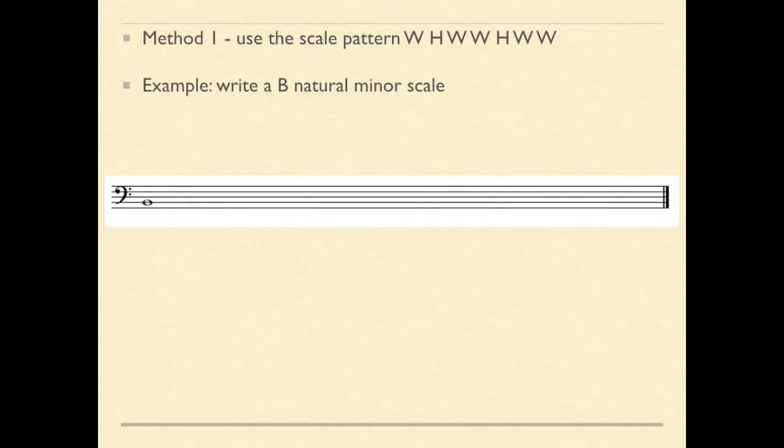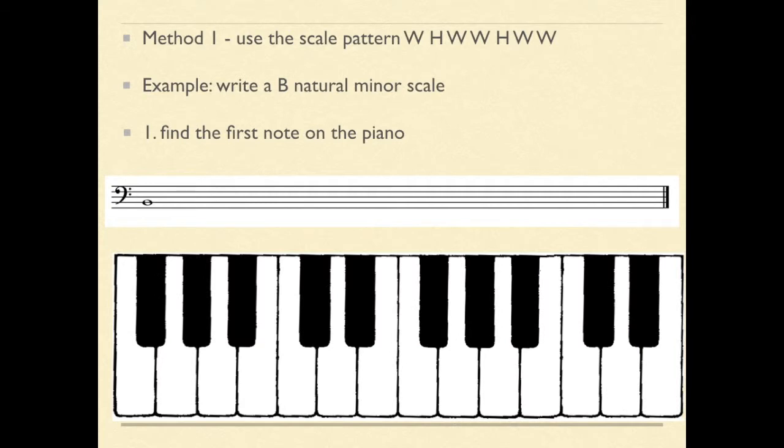So method one is to use the scale pattern whole, half, whole, whole, half, whole, whole. Let's do an example. We're going to write a B natural minor scale. So step one is to find the first note on the piano, that's B. There it is on the piano. The next step is to follow the scale pattern.